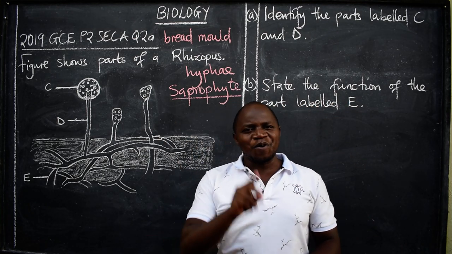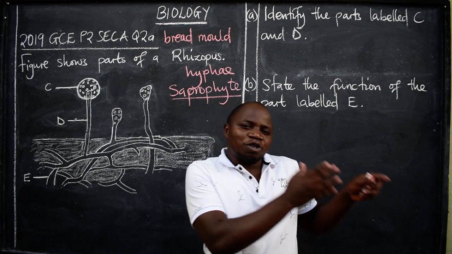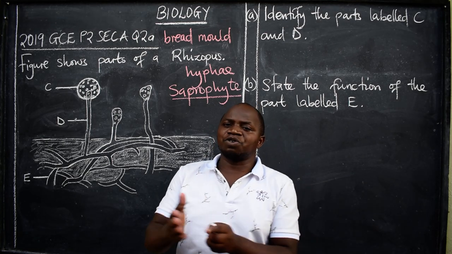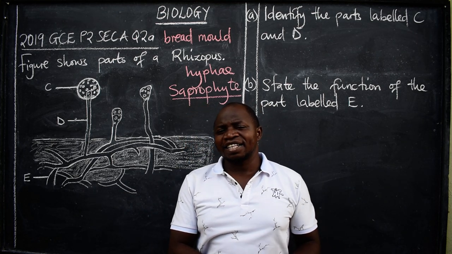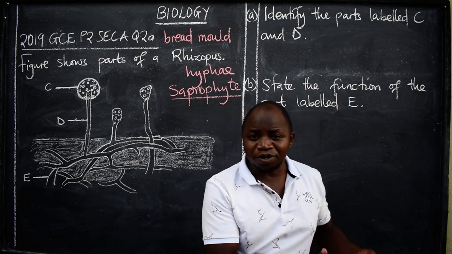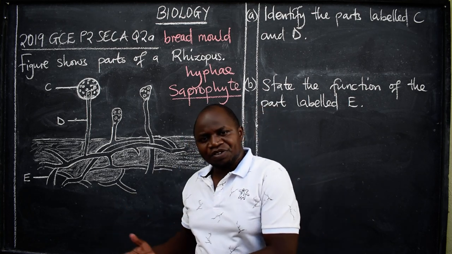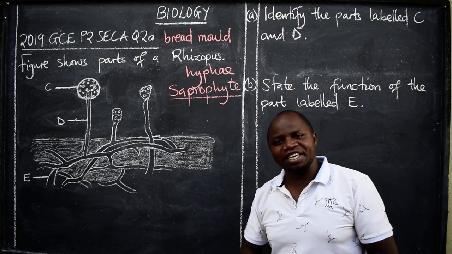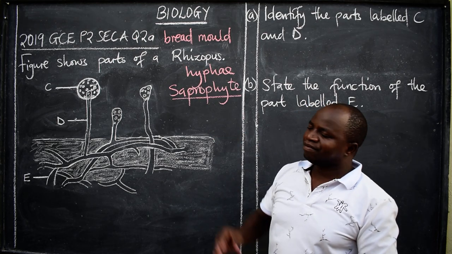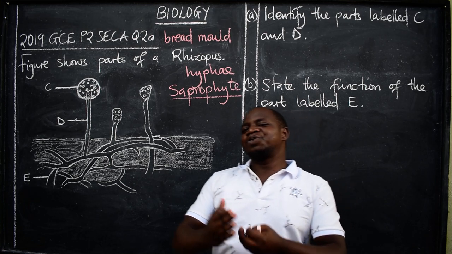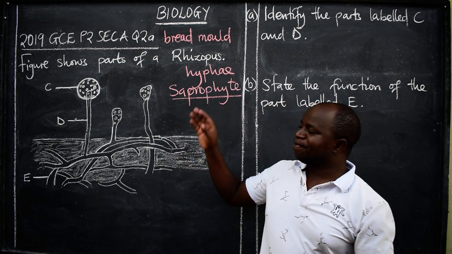Now, if you can recall, we have two major types of nutrition. We have autotrophic nutrition and heterotrophic nutrition. Where we said autotrophic, a good example that we can cite are plants, because they are able to make their own food. Remember, auto means self. Under heterotrophic nutrition, that is where we have saprophytic nutrition. And a good example now under that are rhizopus.